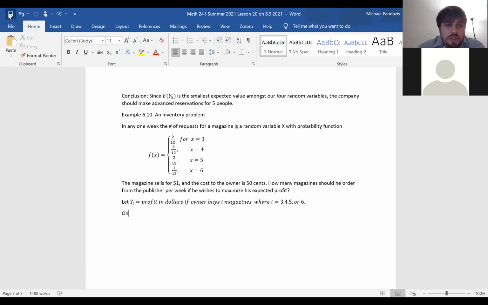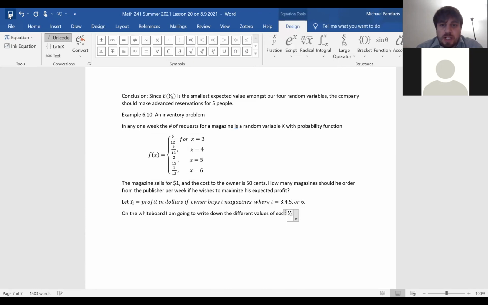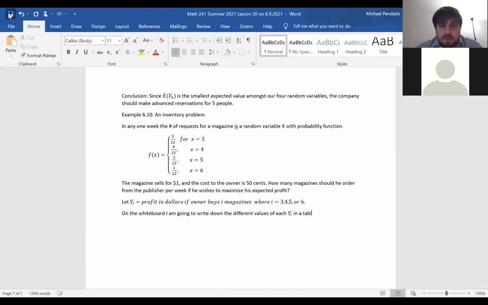Okay, so on the whiteboard, I'm going to write down the different values of each Y sub i in a table. Okay, so it's now going to be on this table. So let's look at this table.